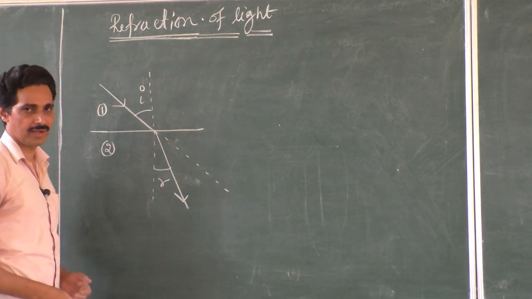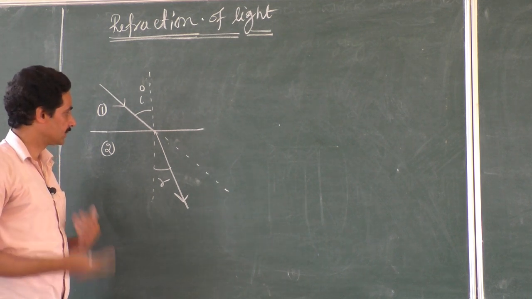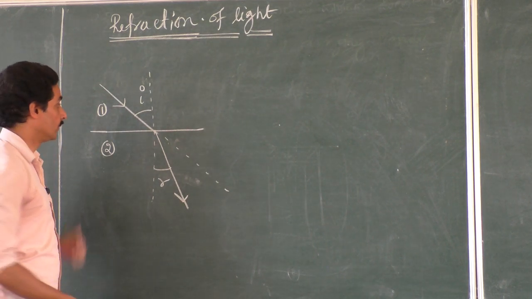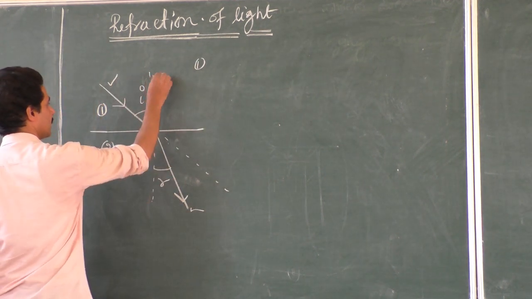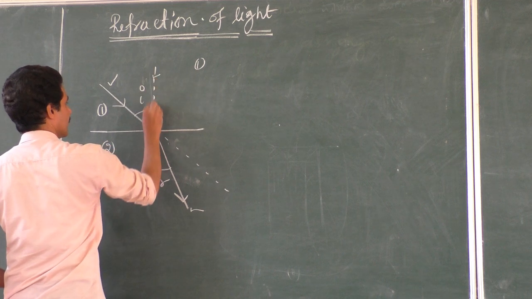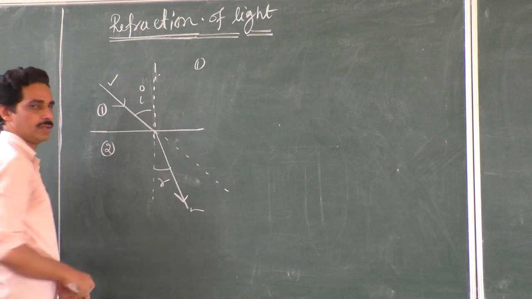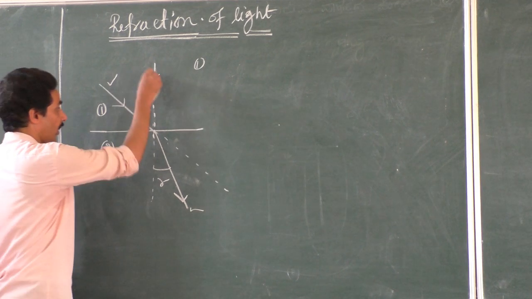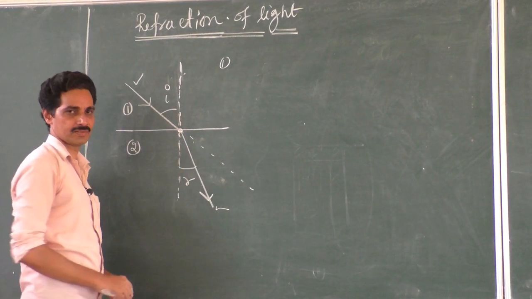And here we state the two laws, not define, the two laws of refraction. First law: the incident ray, the refracted ray, and the normal line all lie in the same plane, and the normal line should be drawn at the point of incidence to the surface.